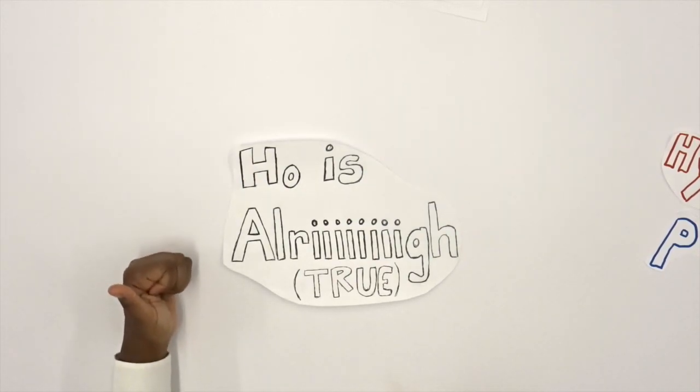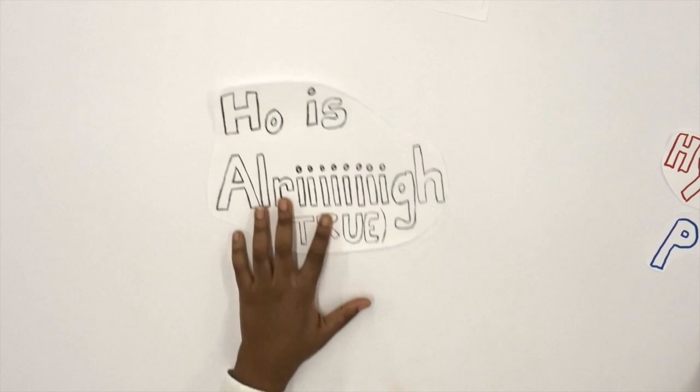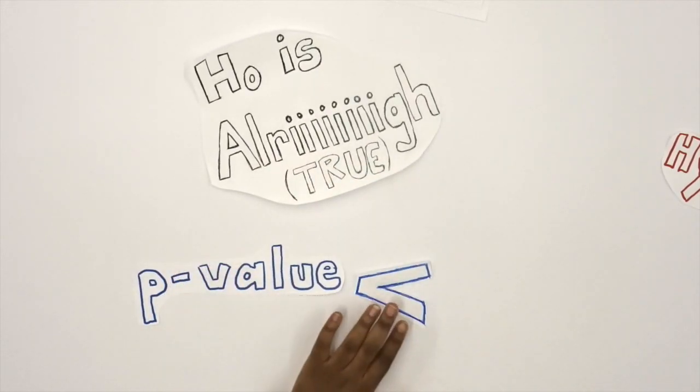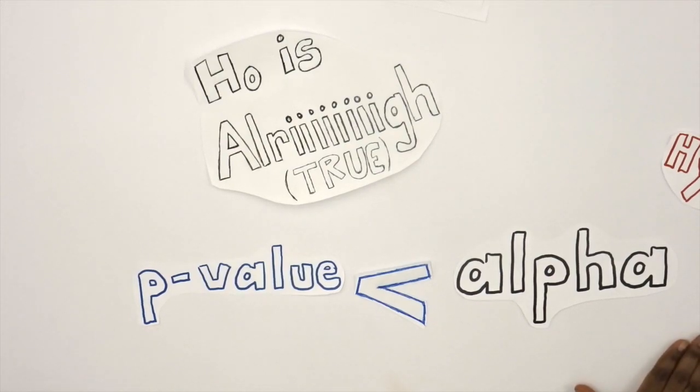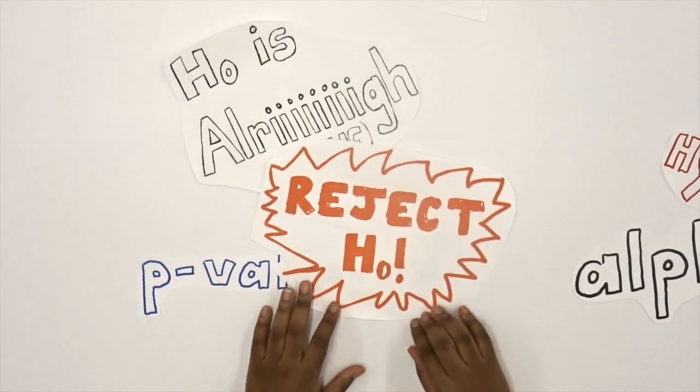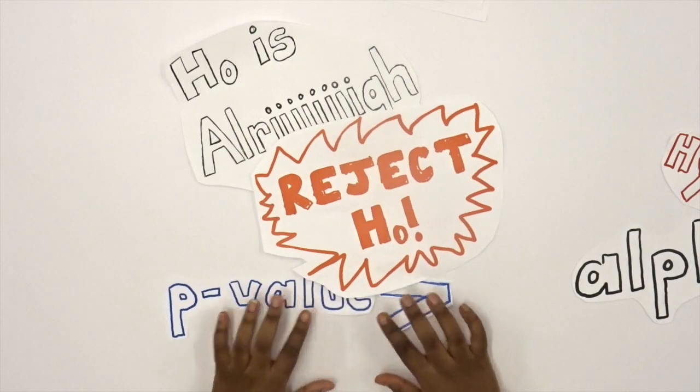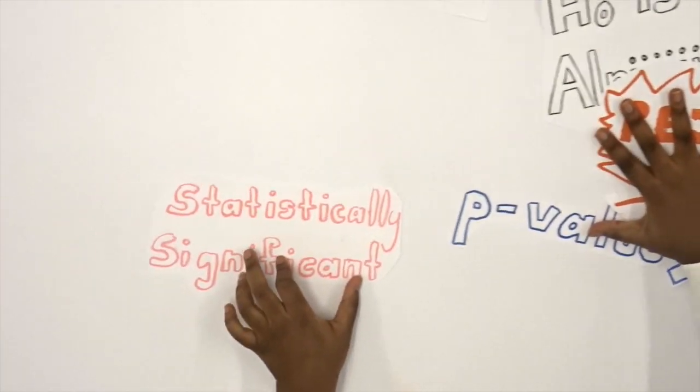So needless to say, if the p-value is less than the alpha, usually 0.05, you reject the null hypothesis. Say it after me. It is statistically significant.